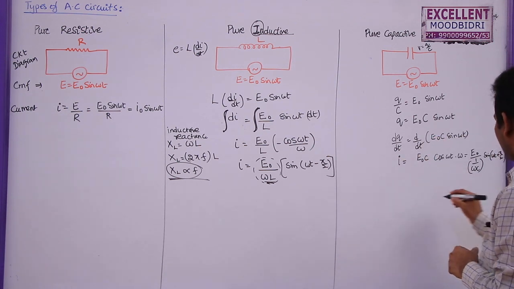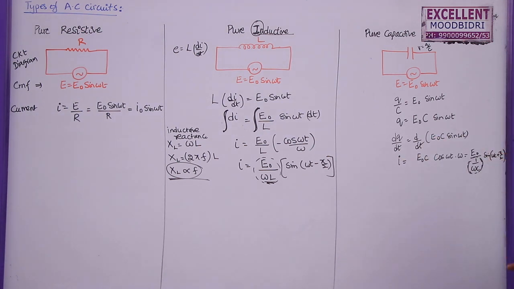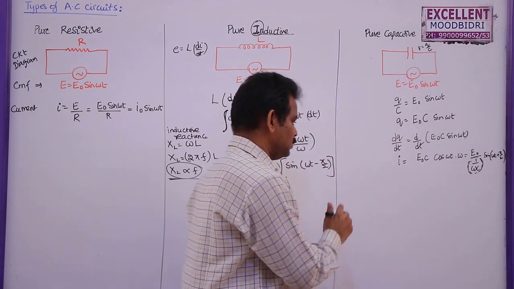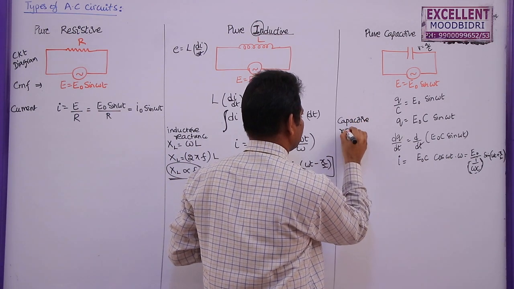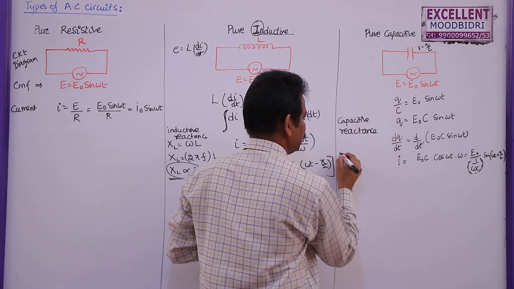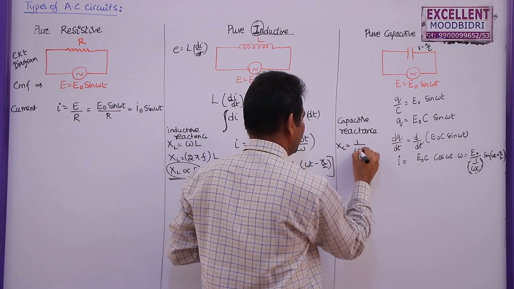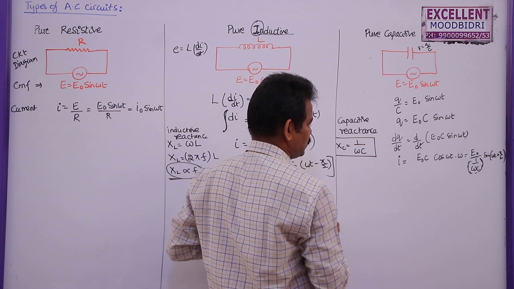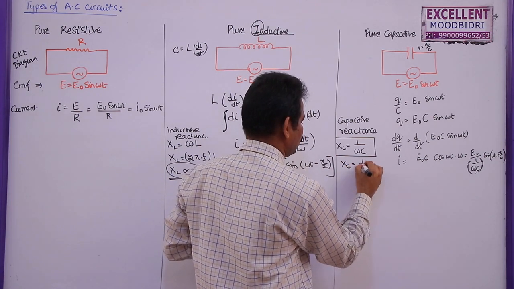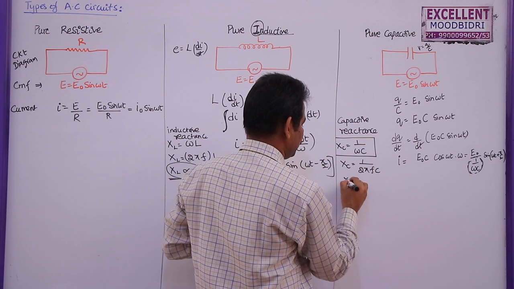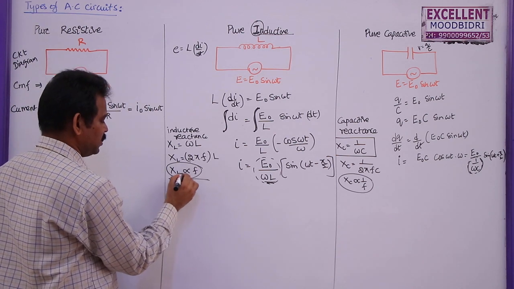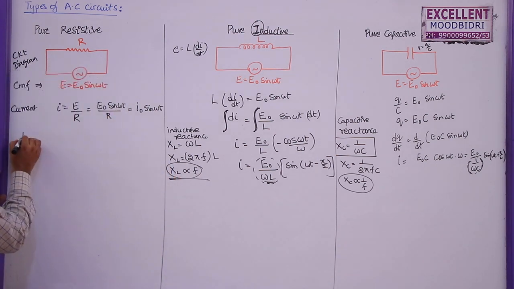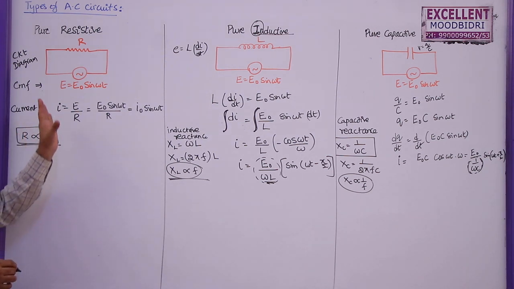So from this we can write this value, which has the dimensions of resistance itself. So we call it capacitive reactance. So XC is equal to 1 by omega C here. This is the capacitive reactance. So XC is equal to 1 by 2 pi f C. XC is inversely proportional to frequency, but XL is directly proportional to frequency. But remember students, resistance is proportional to f to the power 0. That means resistance does not depend upon the frequency.